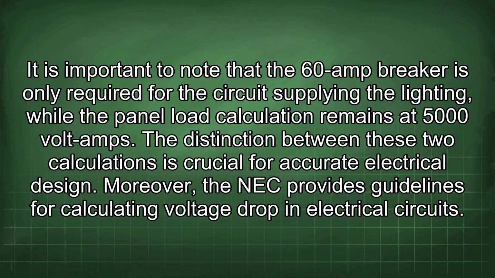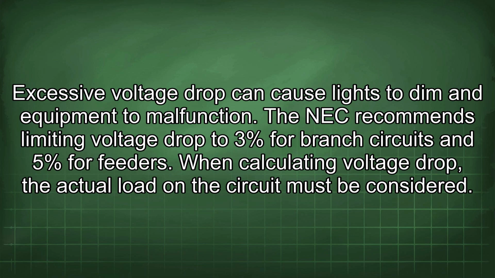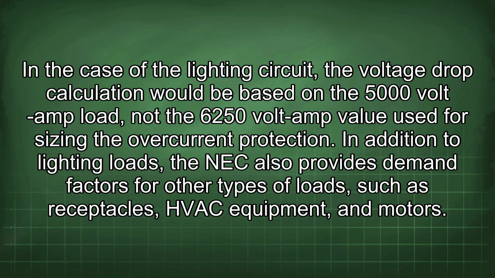Moreover, the NEC provides guidelines for calculating voltage drop in electrical circuits. Excessive voltage drop can cause lights to dim and equipment to malfunction. The NEC recommends limiting voltage drop to 3% for branch circuits and 5% for feeders. When calculating voltage drop, the actual load on the circuit must be considered. In the case of the lighting circuit, the voltage drop calculation would be based on the 5000 volt-amp load, not the 6250 volt-amp value used for sizing the overcurrent protection.